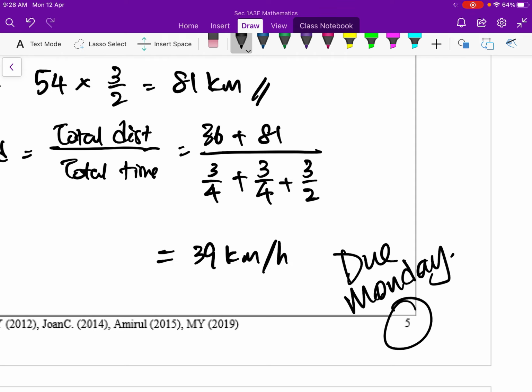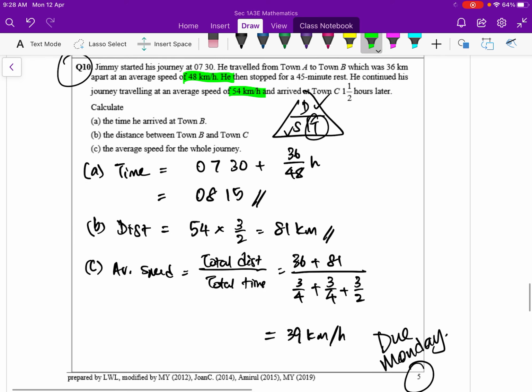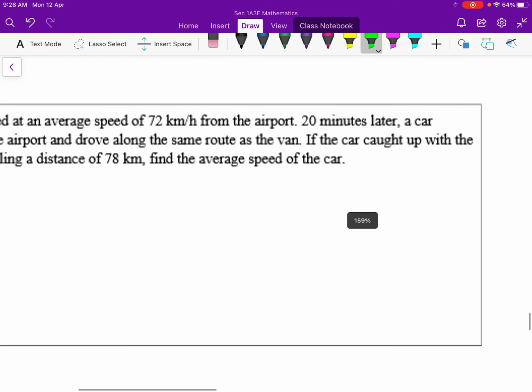Why so slow? Why is it so slow? Look, his average speed was 48 kilometers per hour as well as 54 kilometers per hour. How come the average speed ended up being so slow? There was a 45-minute break. That's why his average speed was very slow. Okay, next one.